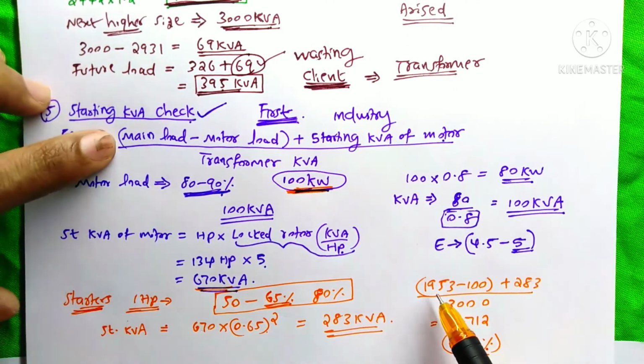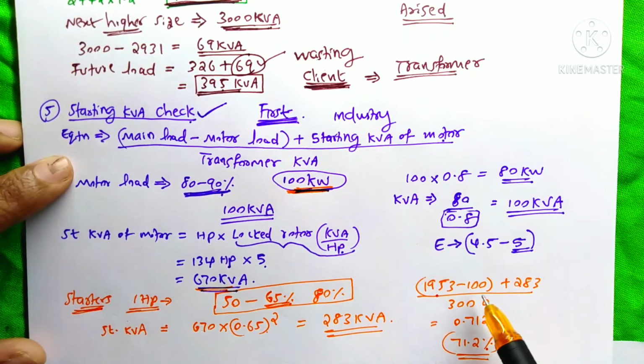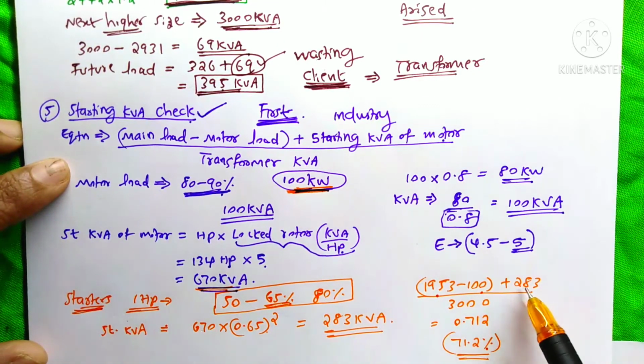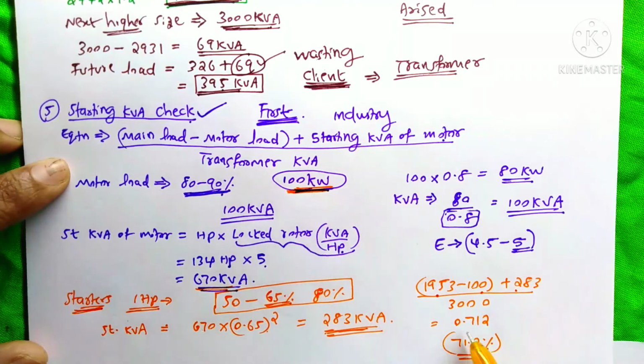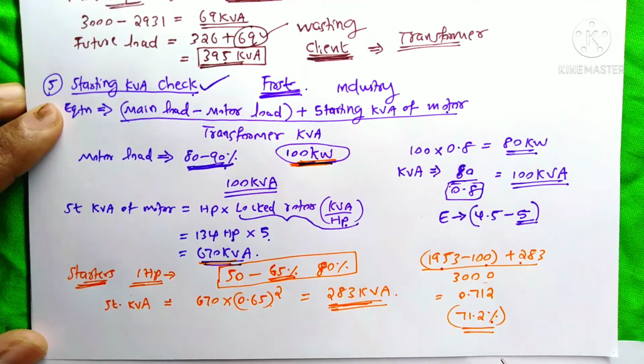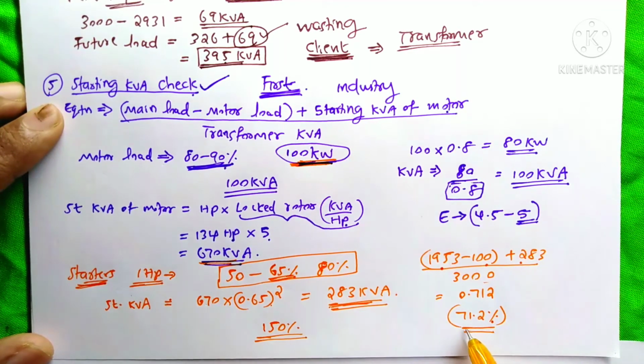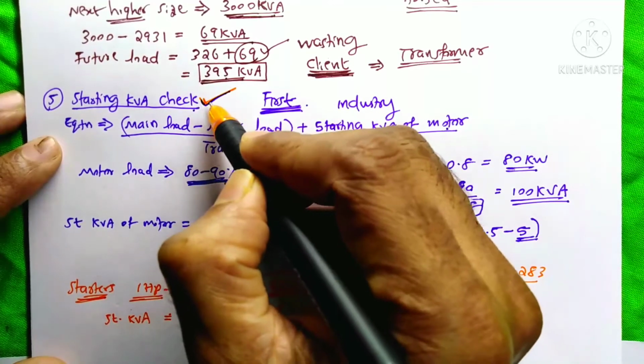Here our main load is 1953, and the motor load is 100 kVA, and the starting kVA is 283 kVA, and the transformer kVA is 3000. So we will get 71.2%. You know, every transformer can handle 150% of overload for 1 minute. Over here it is only 71.2%. We can handle this 150%. So this transformer is okay for this motor load. Suppose in this step your answer is more than 150%, you need to consider the next higher size of the transformer. That means we just passed this check.